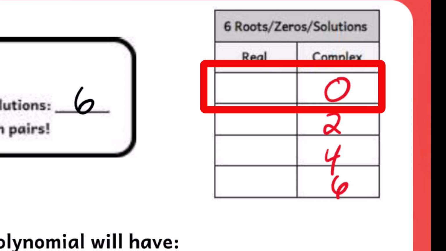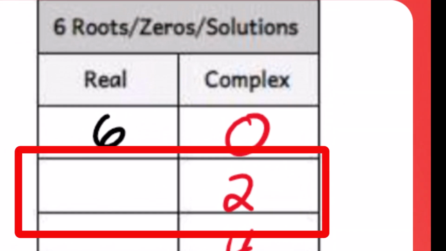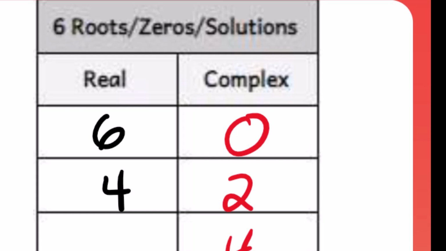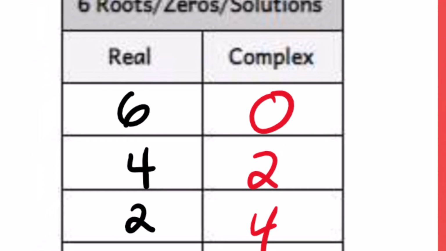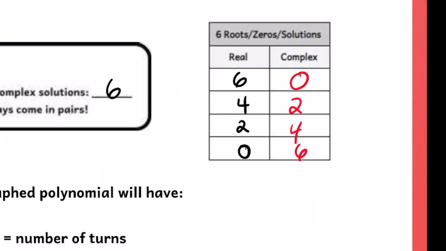So if I have 0 complex solutions, that means all 6 of my solutions have to be real. Likewise, if I have 2 complex solutions, then that means 4 of the other solutions are going to be real. Similarly, 2 real solutions will be paired with 4 complex solutions. And of course, if all of my solutions are complex, then I'm not going to have any real solutions. That is what that tells us about a graph.